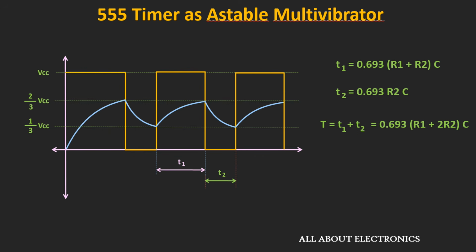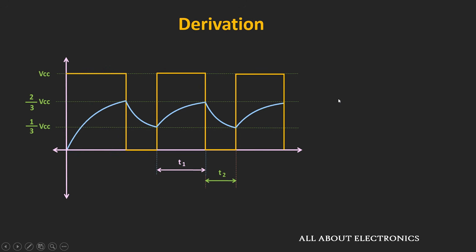So now let us derive the expressions that we have used in the design of this astable multivibrator. So over here, to find the time period T of this astable multivibrator, we need to find the values of T1 and T2. And like I said before, T1 and T2 are the charging and discharging times of these capacitors. So first of all, let us find out the value of this T1.